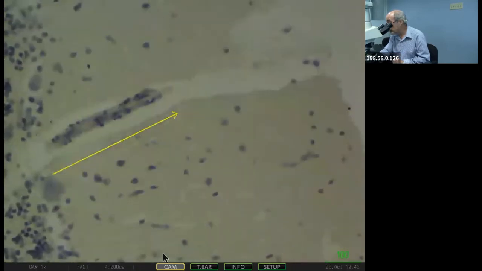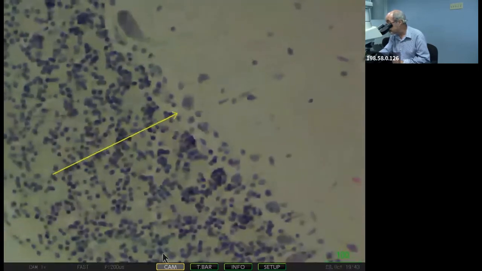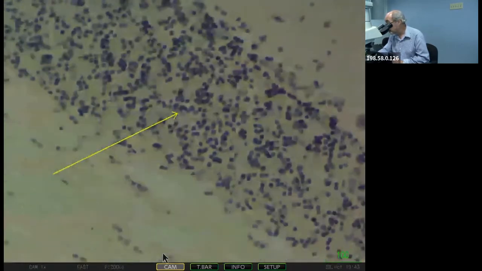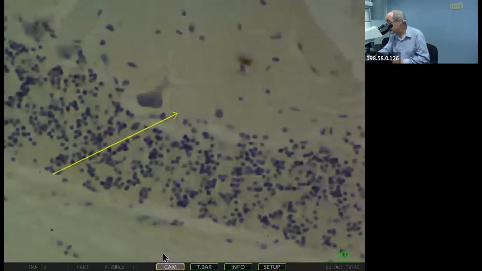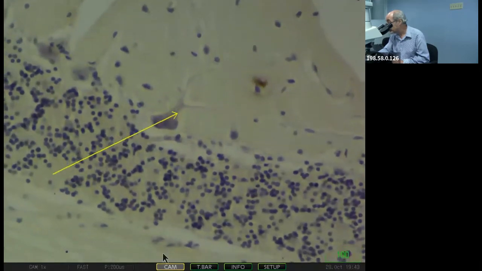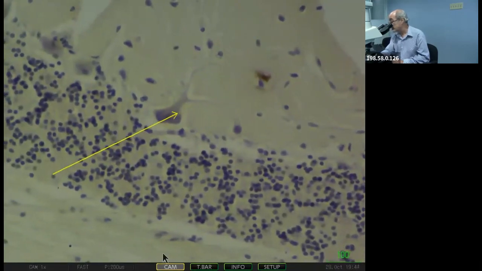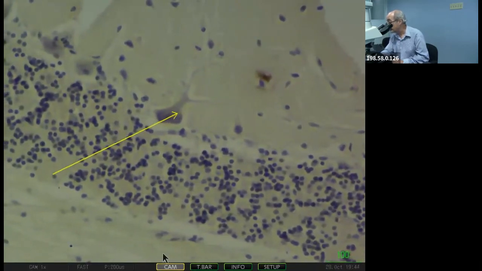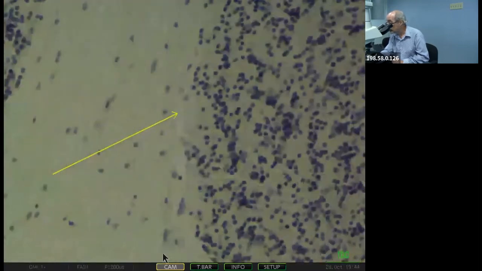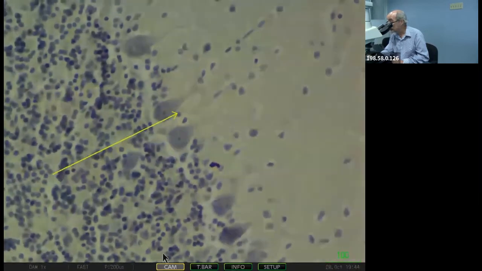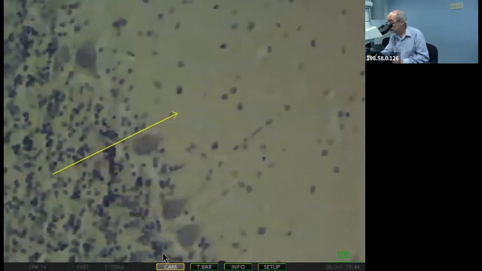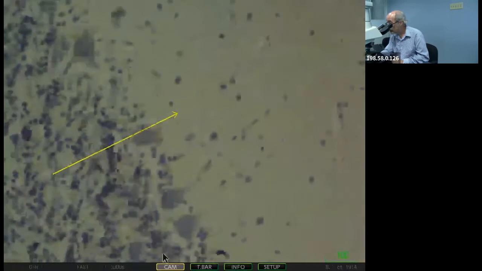And you will also have the type of staining that I showed you, the Nissl staining or cresyl violet. Look at this one, the cresyl violet for the pyramidal cells. So you see this one, and a bunch of them here.